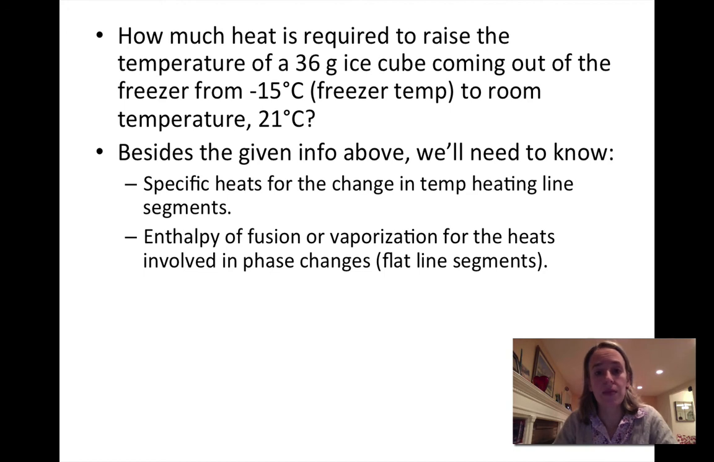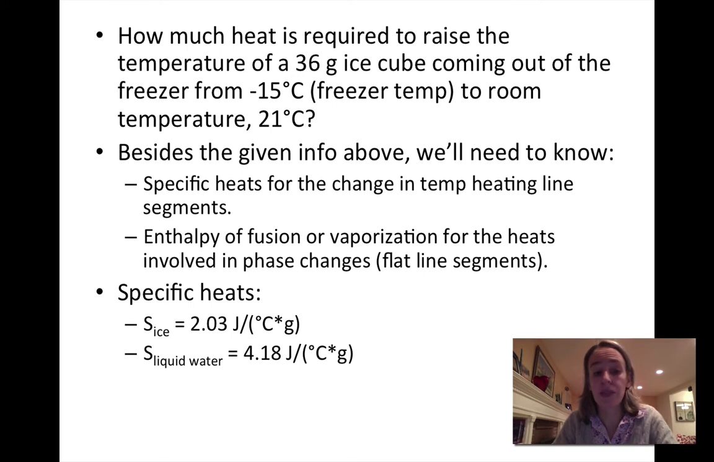So besides that information, we're going to need to know a few things. We're going to need to know the specific heats for the materials involved here, both ice and liquid water. And we're going to need to know the heat of fusion and heat of vaporization, depending on what temperature range we're talking about here. Going from minus 15 to positive 21, we pass the melting point of water. We're not boiling this water. So really we're only concerned with the enthalpy of fusion.